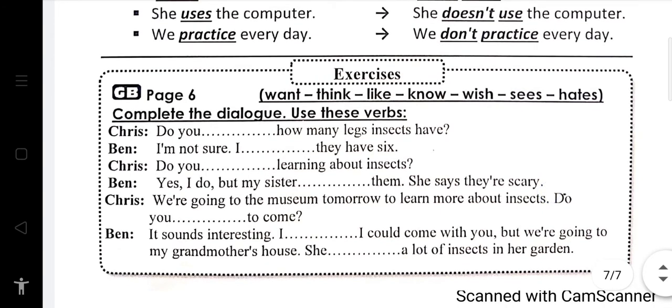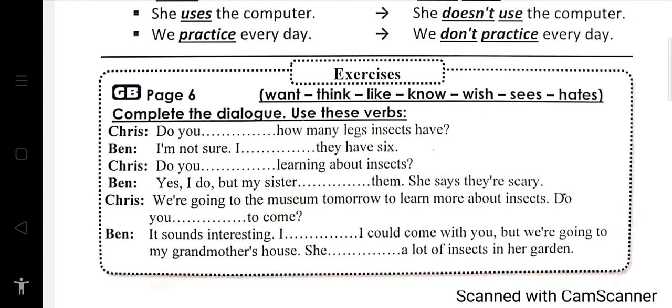Complete the dialogue. Do you know how many legs insects have? I'm not sure. I think they have 6. Do you like learning about insects?